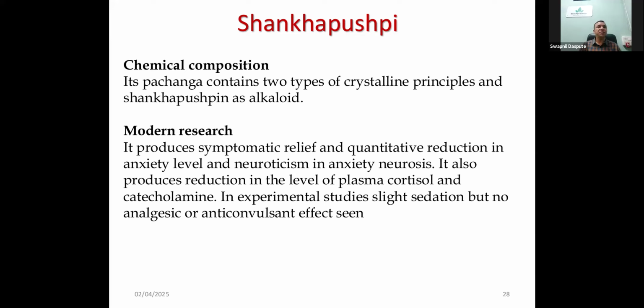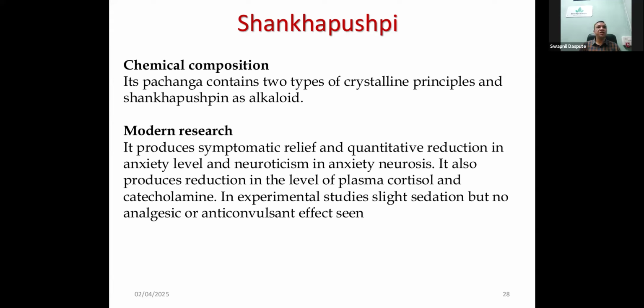Chemical composition wise, its Panchanga contains two types of crystalline principles and Shankhapushpin as alkaloid. I had mentioned about the actives. So actives get named by either their name or Latin name or their action, etc. So Shankhapushpin is the alkaloid or active which is present in Shankhapushpi.